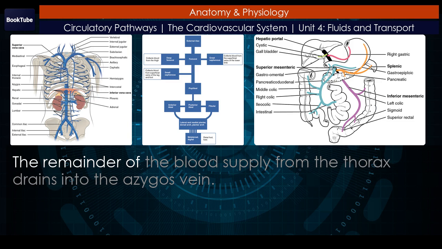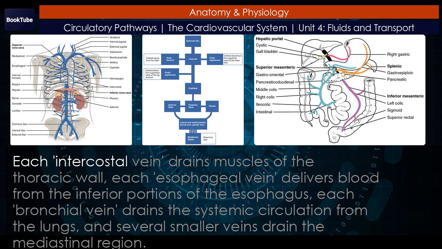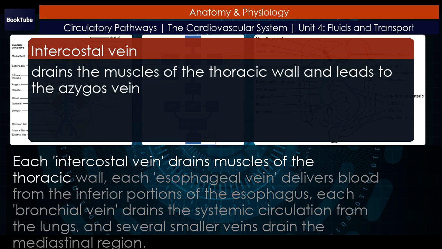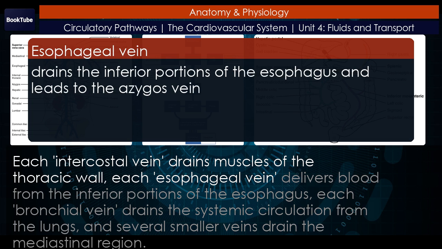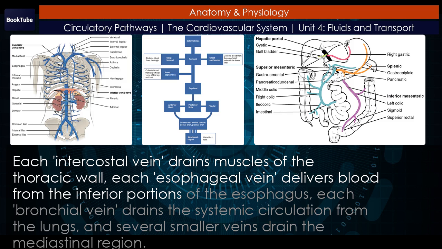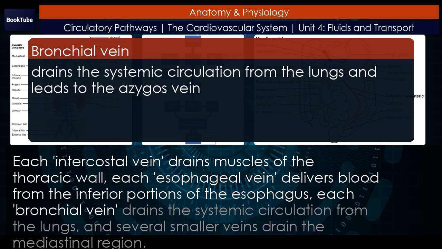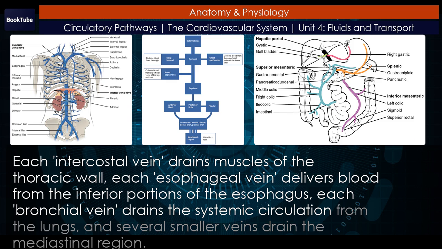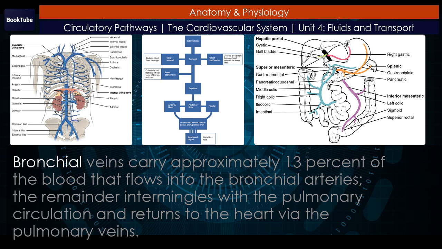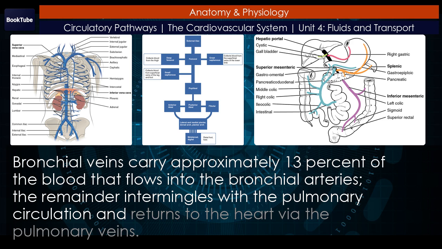The remainder of the blood supply from the thorax drains into the azygous vein. Each intercostal vein drains muscles of the thoracic wall. Each esophageal vein delivers blood from the inferior portions of the esophagus. Each bronchial vein drains the systemic circulation from the lungs, and several smaller veins drain the mediastinal region. Bronchial veins carry approximately 13% of the blood that flows into the bronchial arteries. The remainder intermingles with the pulmonary circulation and returns to the heart via the pulmonary veins.